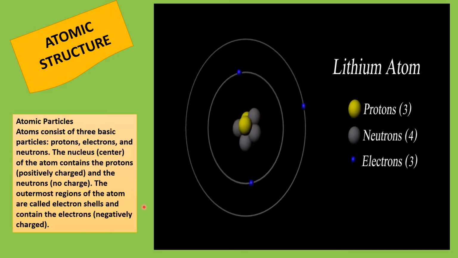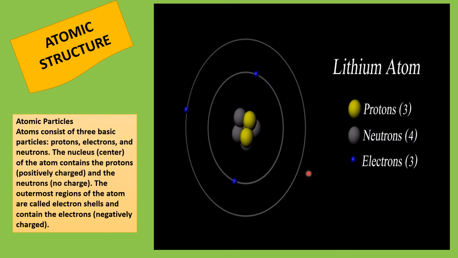Now see, here I have taken as example lithium atom. You know, in lithium atom there are 3 electrons. That means there are 3 protons also and 4 neutrons. So see, this is the nucleus. Here yellow color proton, that is positively charged, and ash color neutron, that is neutral, are there within the nucleus. And around the nucleus, these are the orbits.